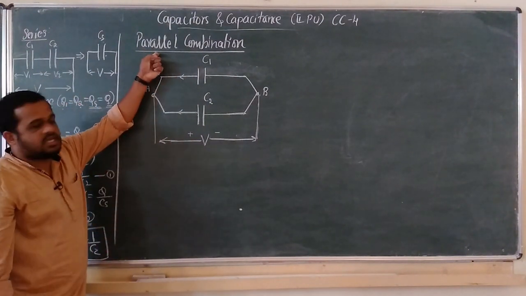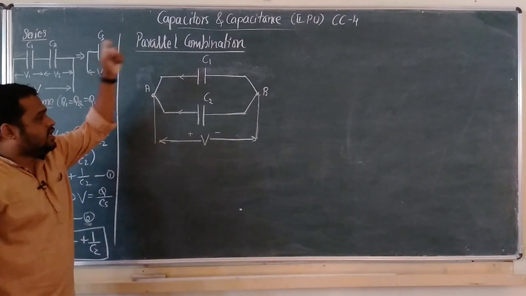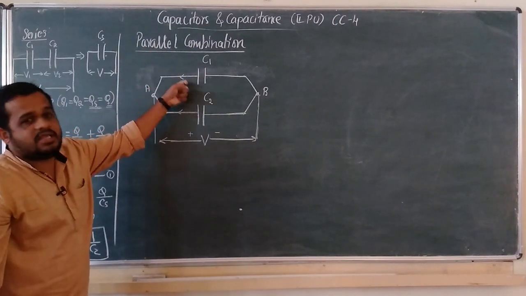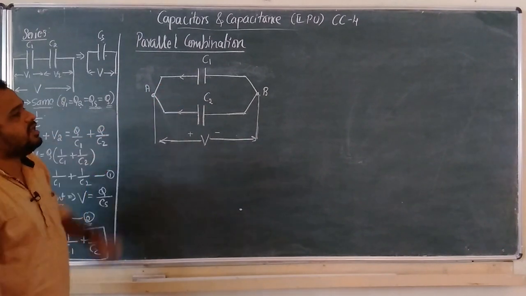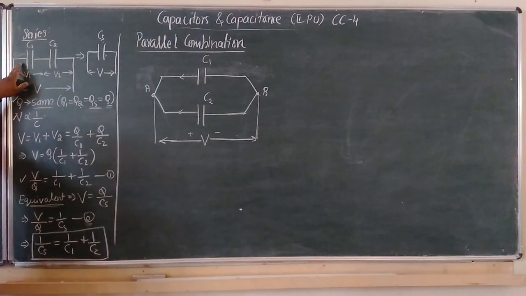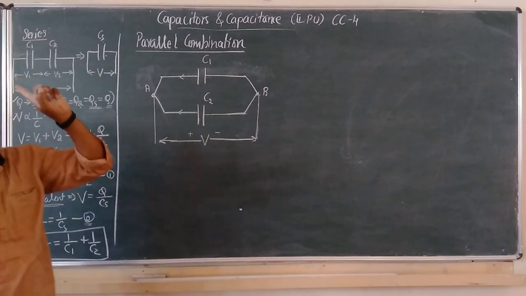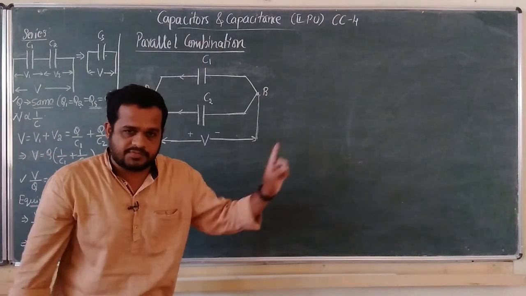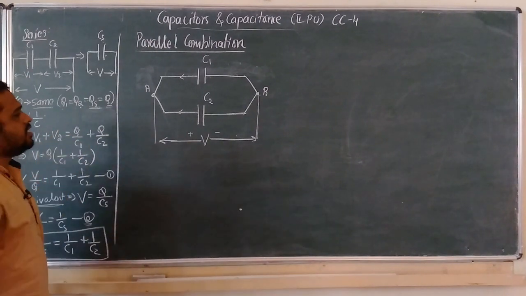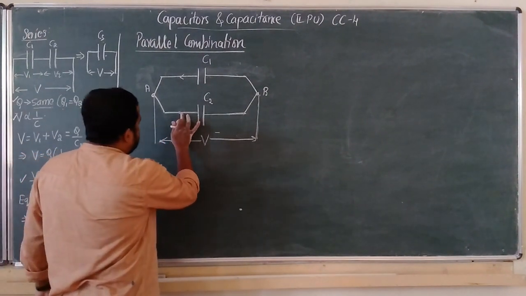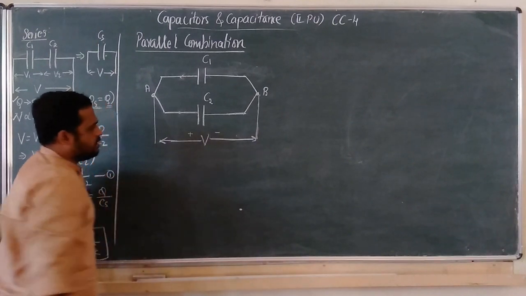So a combination is said to be a parallel combination if more than one path is available for the flow of charges. In case of a series combination, only one path is available for the flow of charges, but in case of a parallel combination, more than one path is available for the flow of charges.